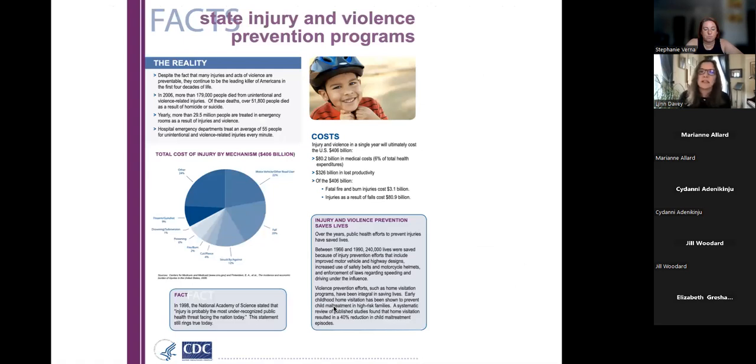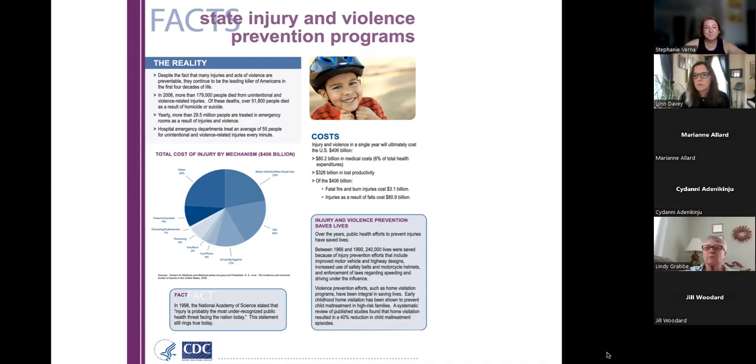This is from the CDC. So a sort of blanket kind of one-page fact sheet on state injury and violence prevention programs. What do you see here? It's very monochromatic. I think they're trying to break it up a little bit at the bottom, but there's a graph, or a pie chart, I should say. So that's something interesting other than words.